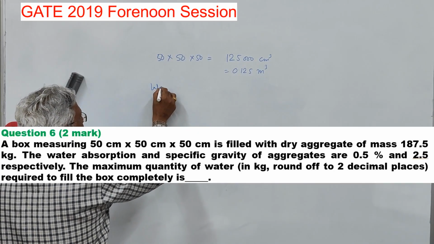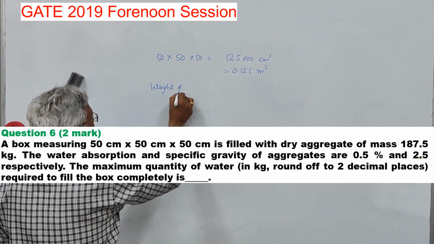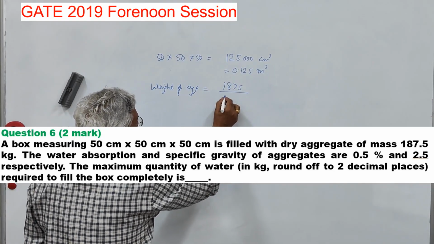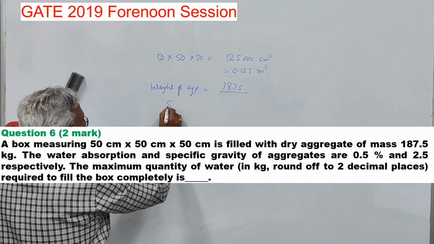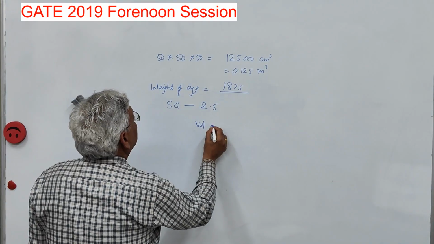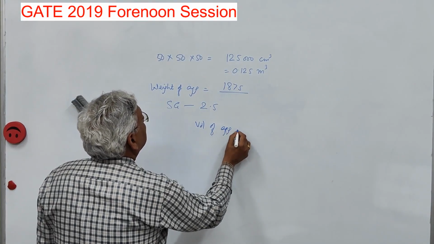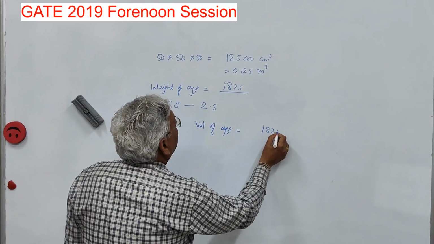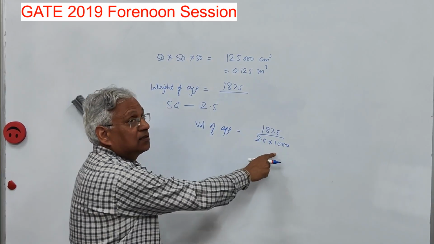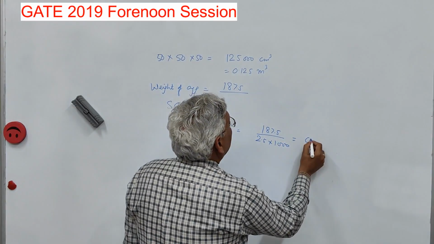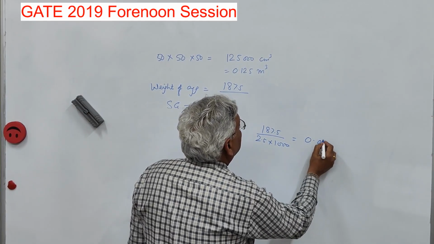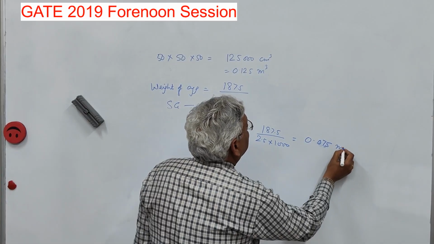Weight of aggregate in the box is 187.5. Specific gravity of aggregate is 2.5. So, volume of aggregate will be 187.5 divided by 2.5 into 1000. That is the density of water. Okay. So, you have 0.075 meter cube.